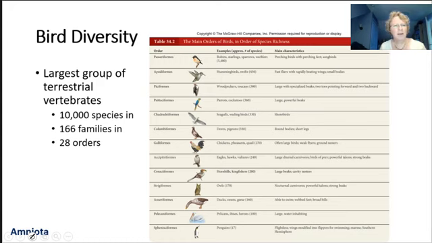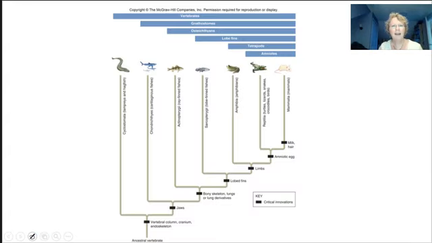The birds are the largest group of the terrestrial vertebrates, the largest group of tetrapods, the largest group of amniotes. There are 10,000 species and 166 families and 28 orders. I included table 34.2, which gives you a summary. Honestly, I'm a chicken person, and I kind of keep it around there. But birds are fascinating with all their diversity and adaptations.